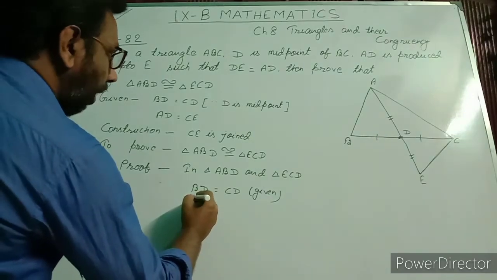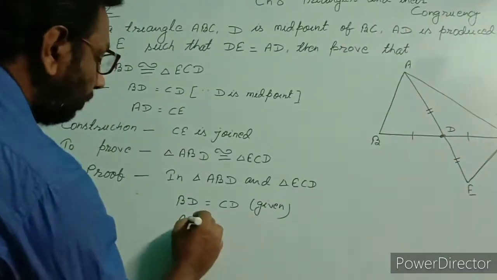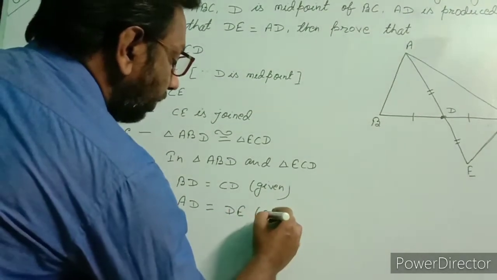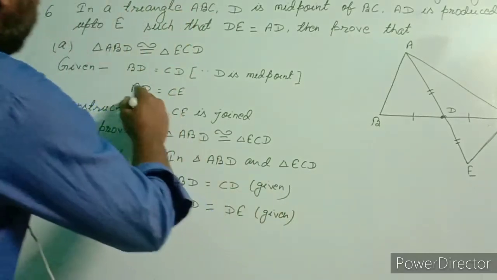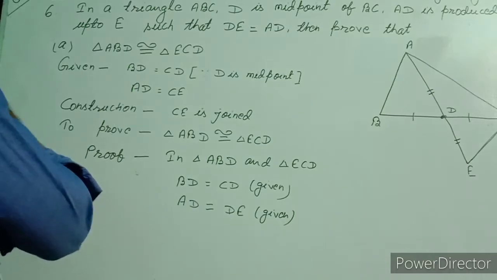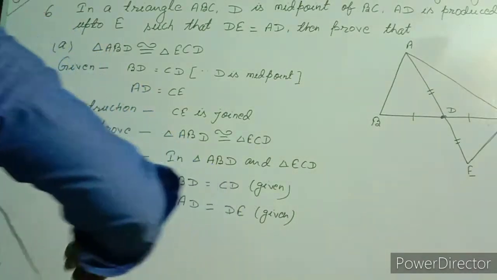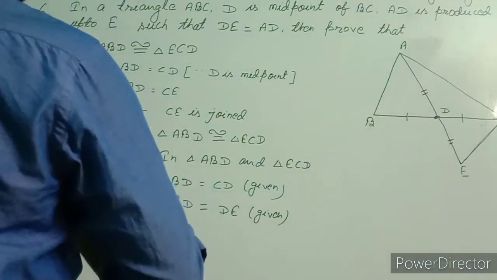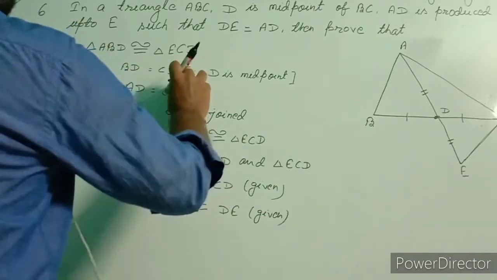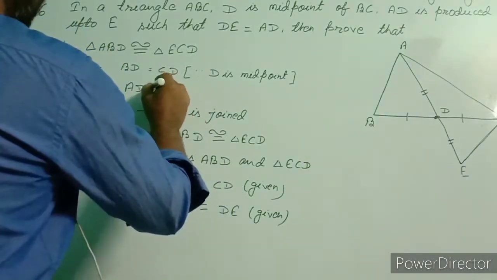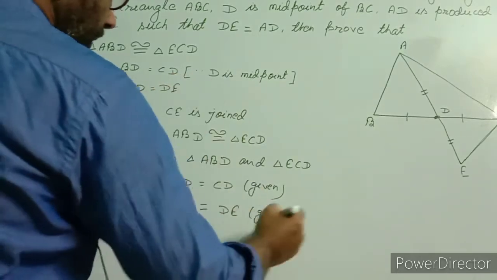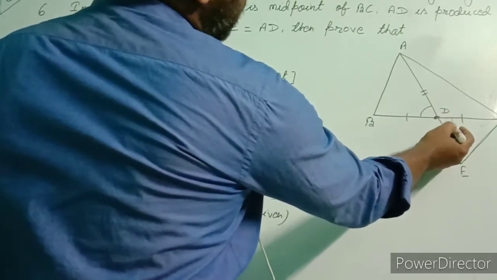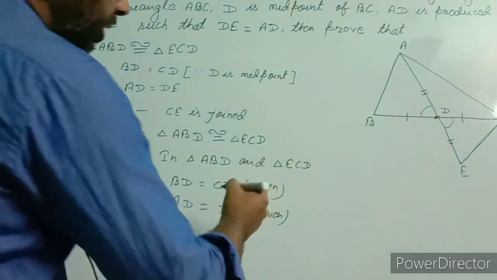Second condition, AD is also equal to ED or DE. This is also given. AD equals DE. DE equals AD. So this we write AD equals DE. That is also given, and one more condition, this angle equals this angle, that we say vertically opposite angles.